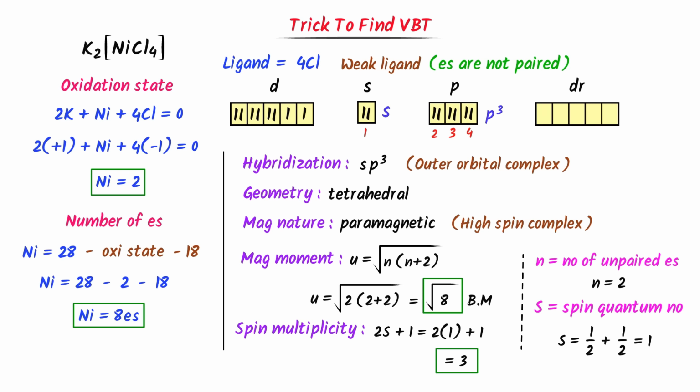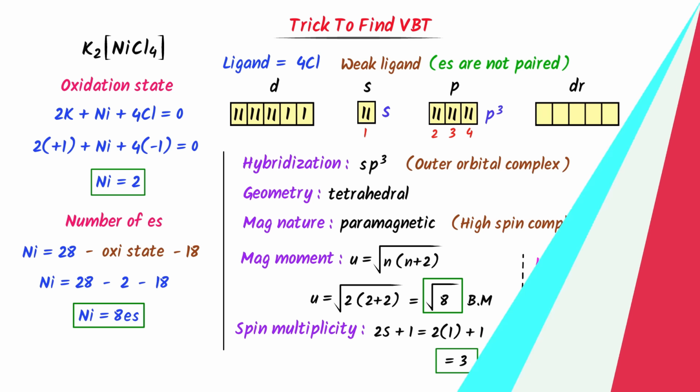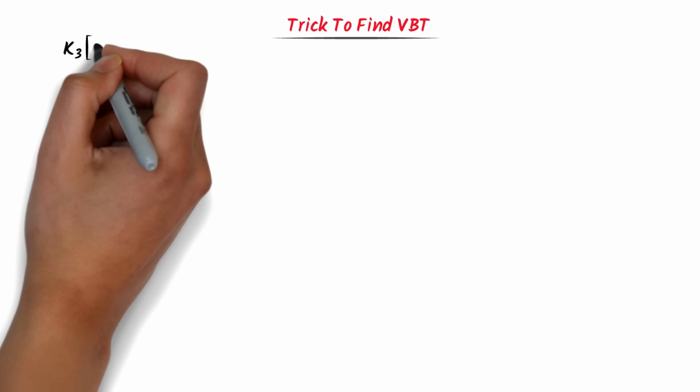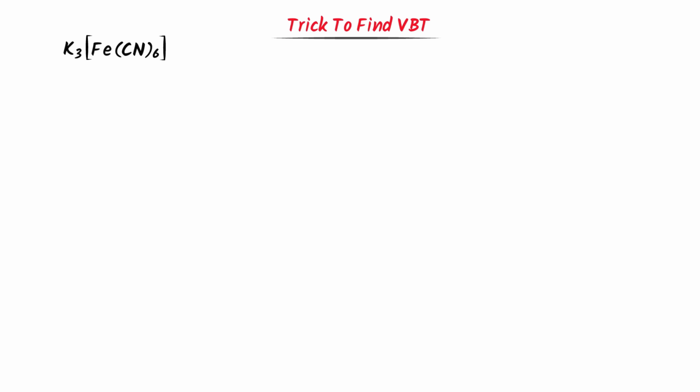Therefore, using this police trick, we can easily find the different parameters of a compound. Hence note it down. Now consider this complex compound. Here, the central atom is iron.